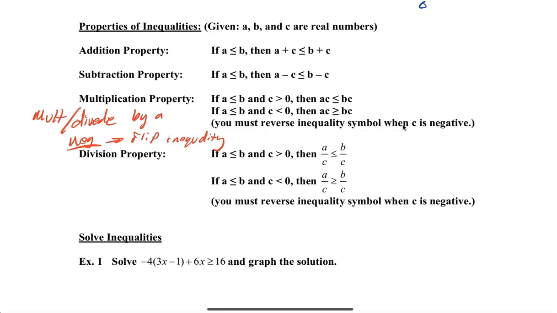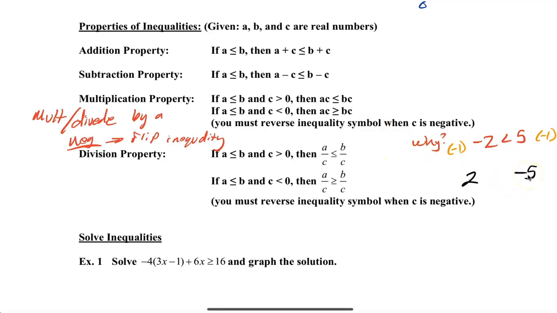And we're like, why? Well, let's look at an example. Let's say I say negative 2 is less than 5. And then we multiply both sides by negative 1. If we don't flip the inequality, look what happens. You get 2 and you get negative 5. If I didn't flip the inequality, that would be wrong, right? 2 is not less than negative 5.